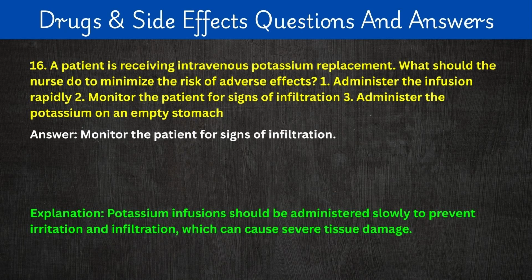16. A patient is receiving intravenous potassium replacement. What should the nurse do to minimize the risk of adverse effects? 1. Administer the infusion rapidly. 2. Monitor the patient for signs of infiltration. 3. Administer the potassium on an empty stomach. Answer: monitor the patient for signs of infiltration. Explanation: potassium infusions should be administered slowly to prevent irritation and infiltration, which can cause severe tissue damage.